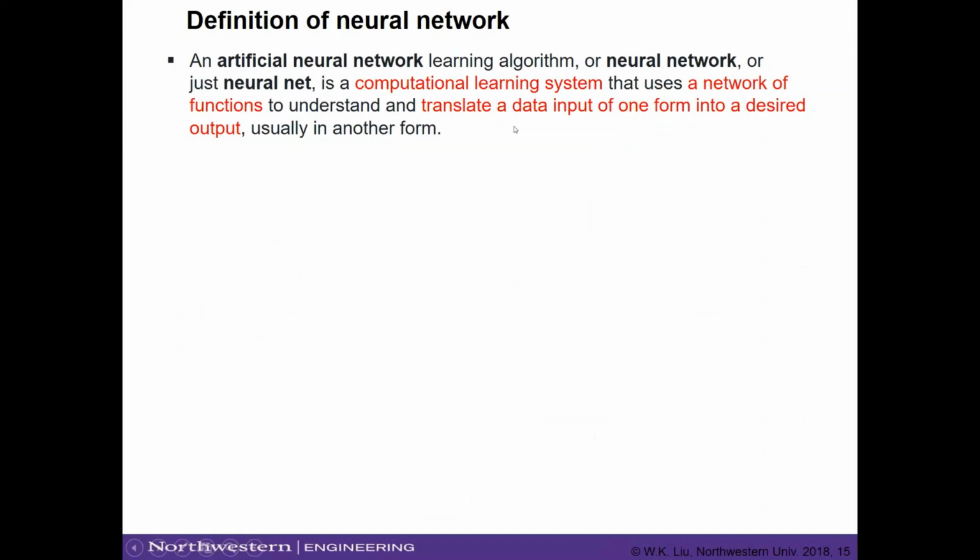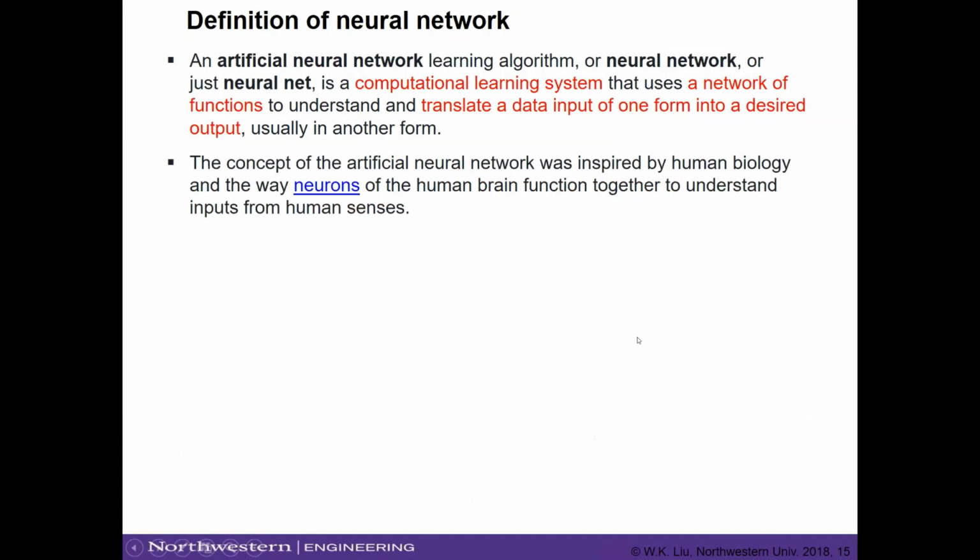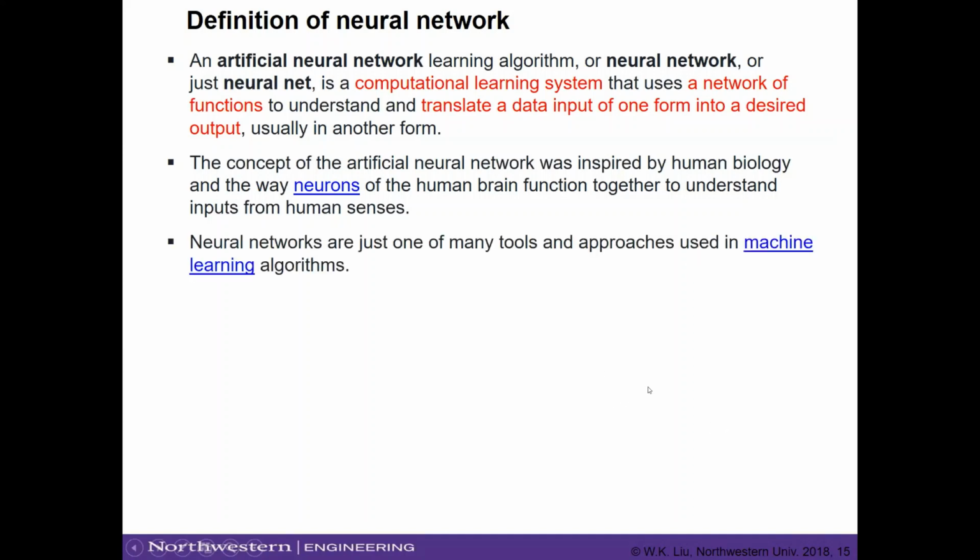So what's neural network? Most of you at least heard about a neural network in your daily life. So neural network is a computational learning system. It uses a lot of data and then gives you a desired output in another form. The concept of neural network, as you can see, comes from neuron. Like our brain, neural network works like our brain. It is inspired by human biology. Neural network is just one of the tools of machine learning.